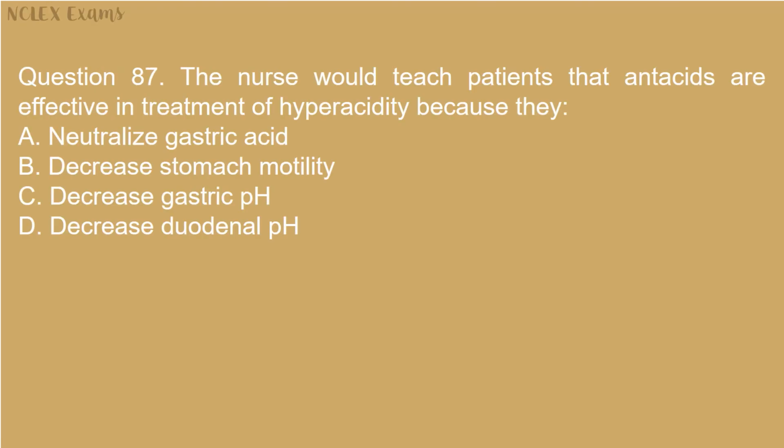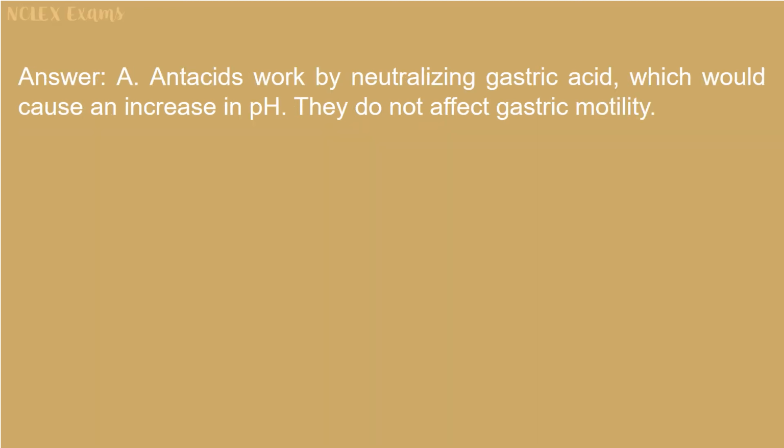Question 87. The nurse would teach patients that antacids are effective in treatment of hyperacidity because they A. Neutralize gastric acid. B. Decrease stomach motility. C. Decrease gastric pH. D. Decrease duodenal pH. Answer A. Antacids work by neutralizing gastric acid, which would cause an increase in pH. They do not affect gastric motility.